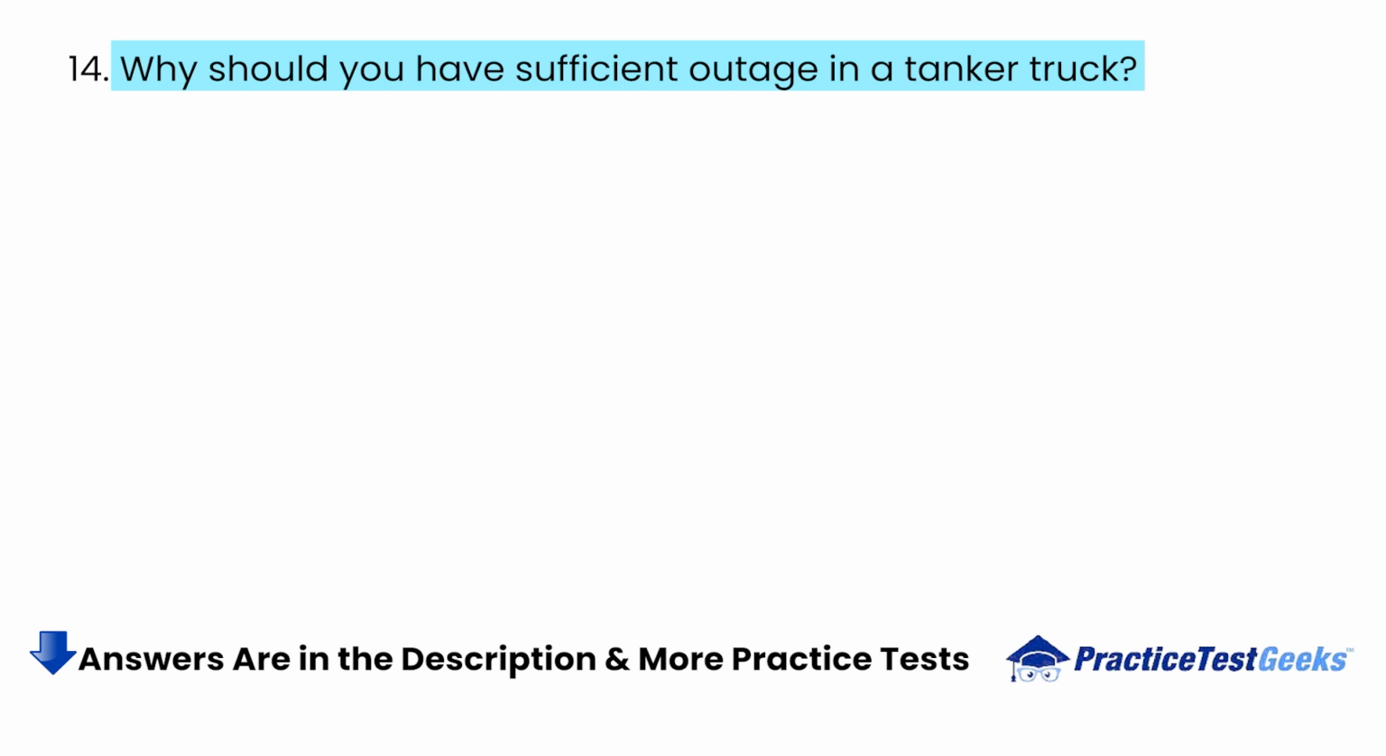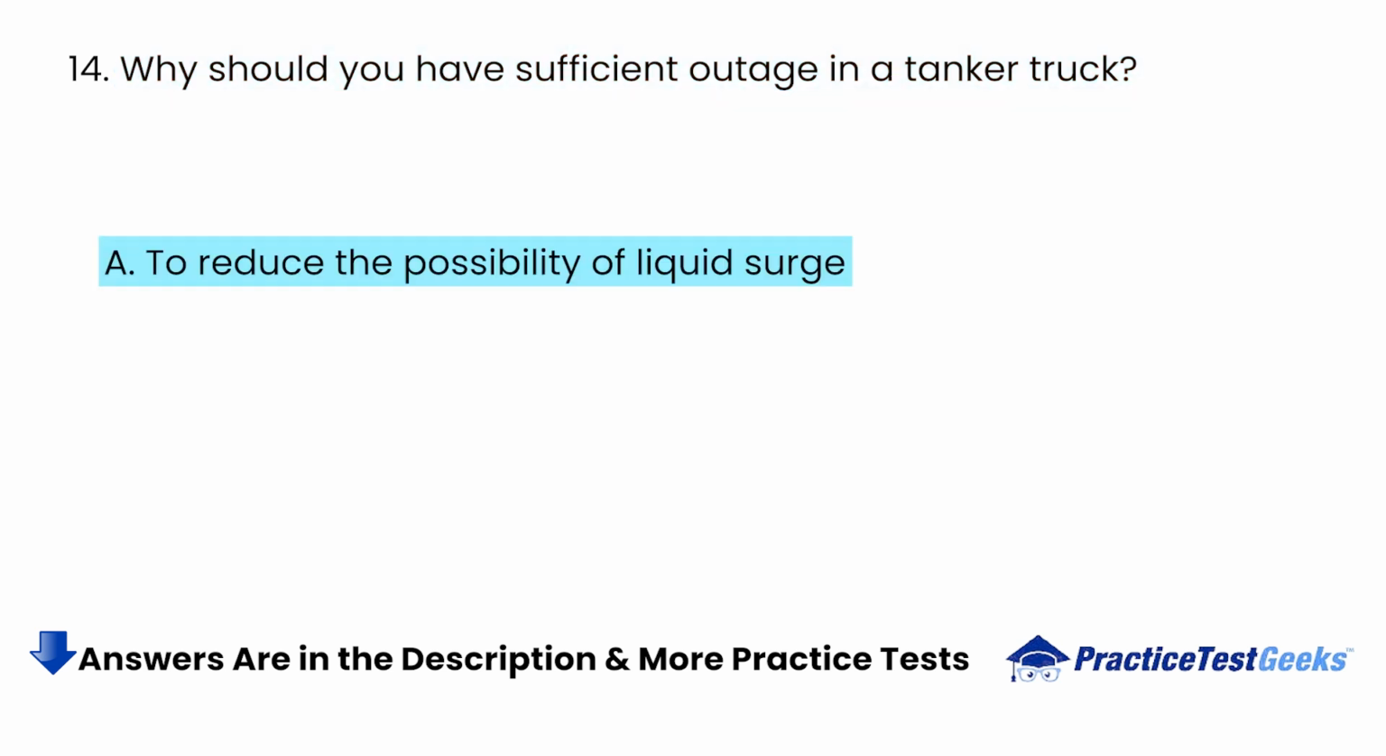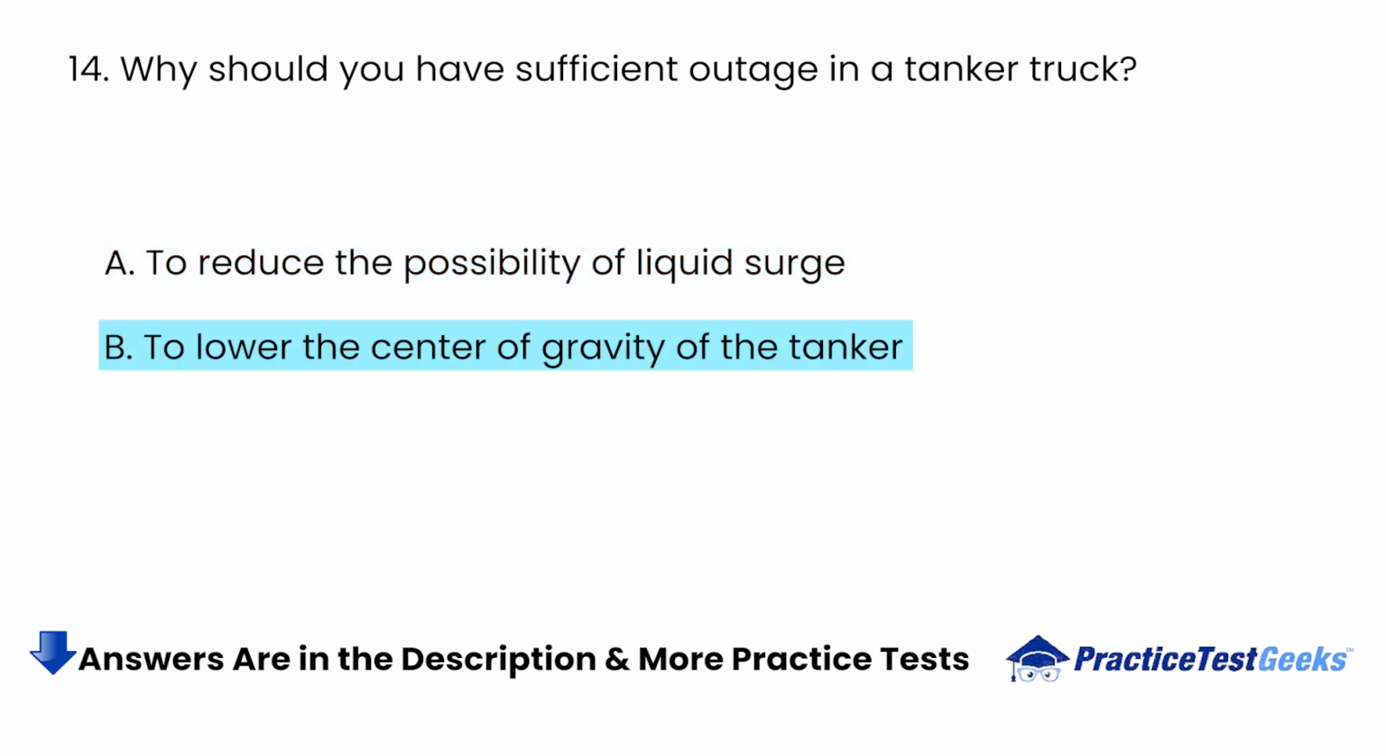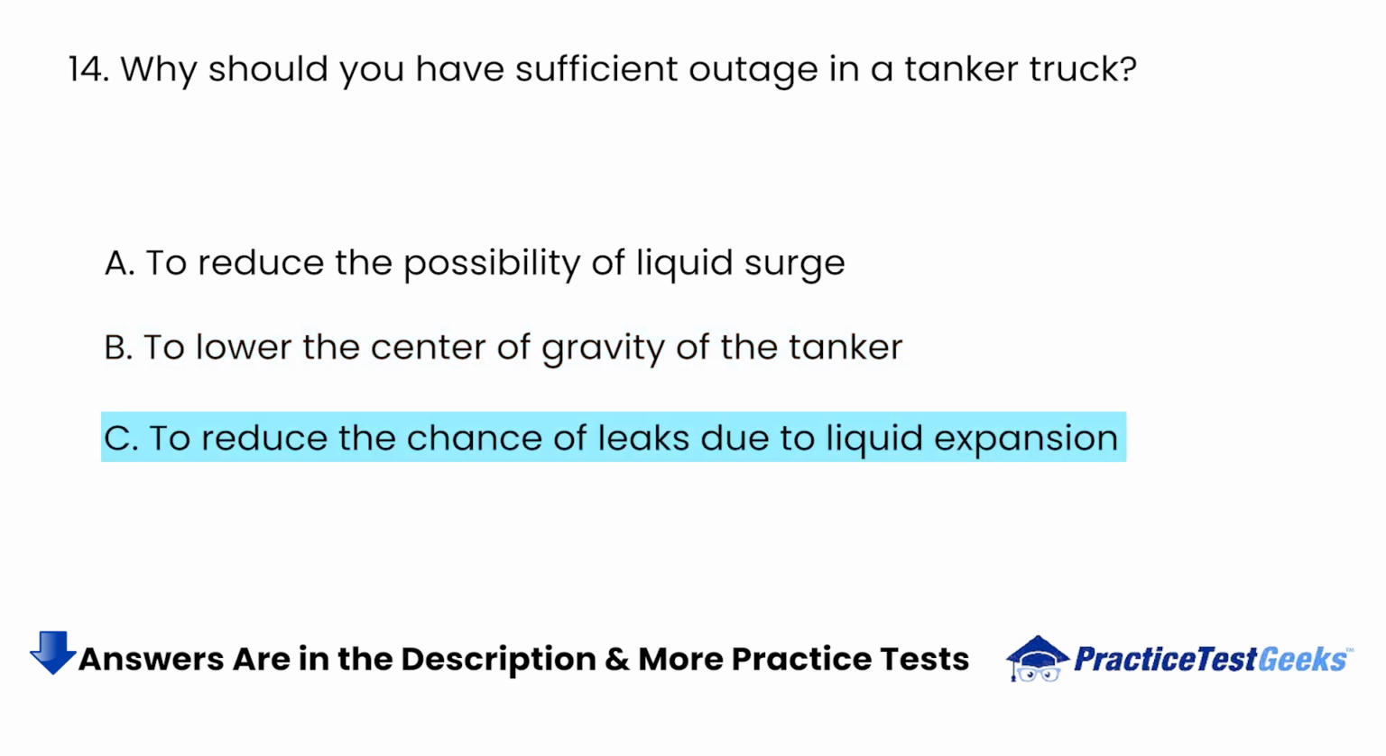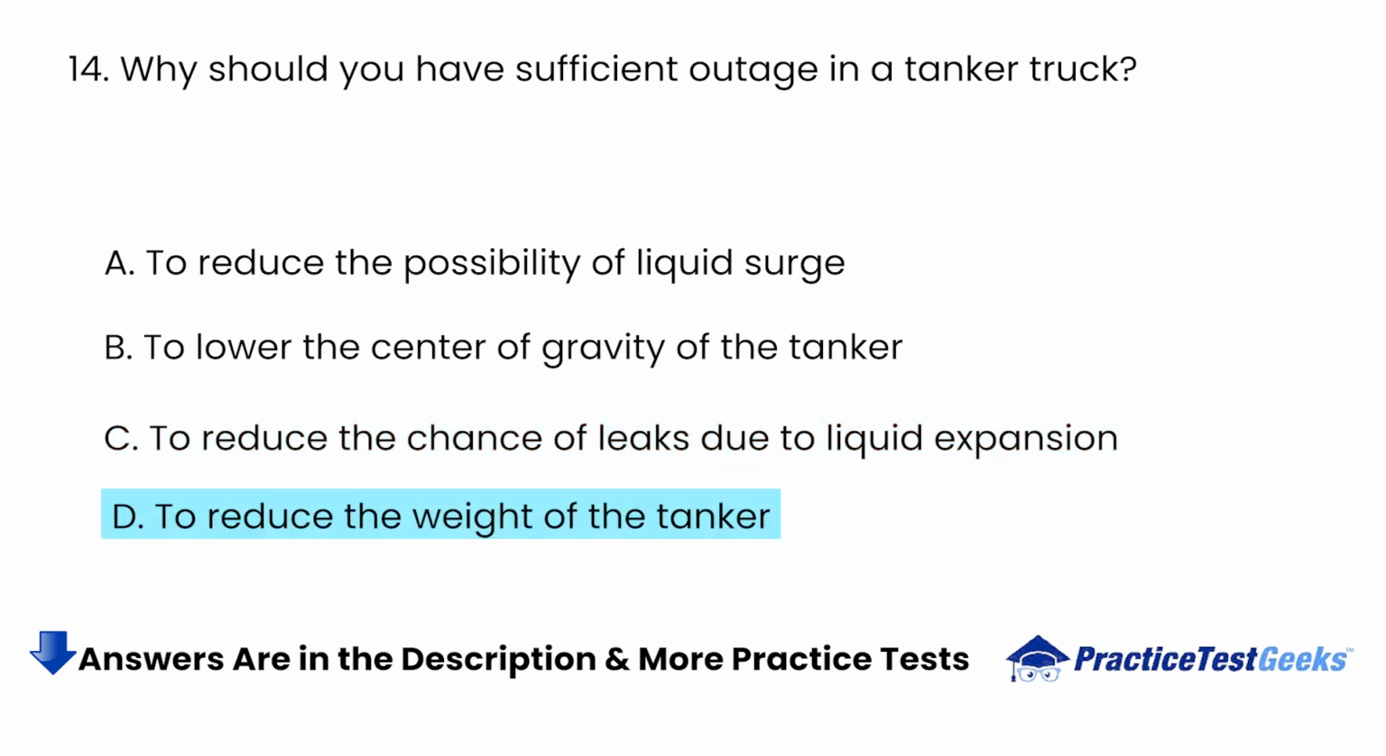Why should you have sufficient outage in a tanker truck? A. To reduce the possibility of liquid surge. B. To lower the center of gravity of the tanker. C. To reduce the chance of leaks due to liquid expansion. D. To reduce the weight of the tanker.